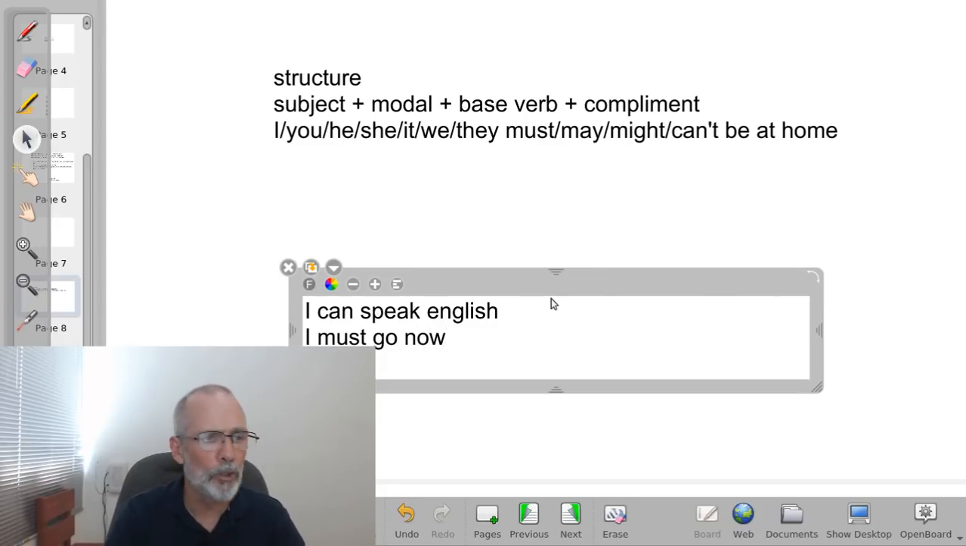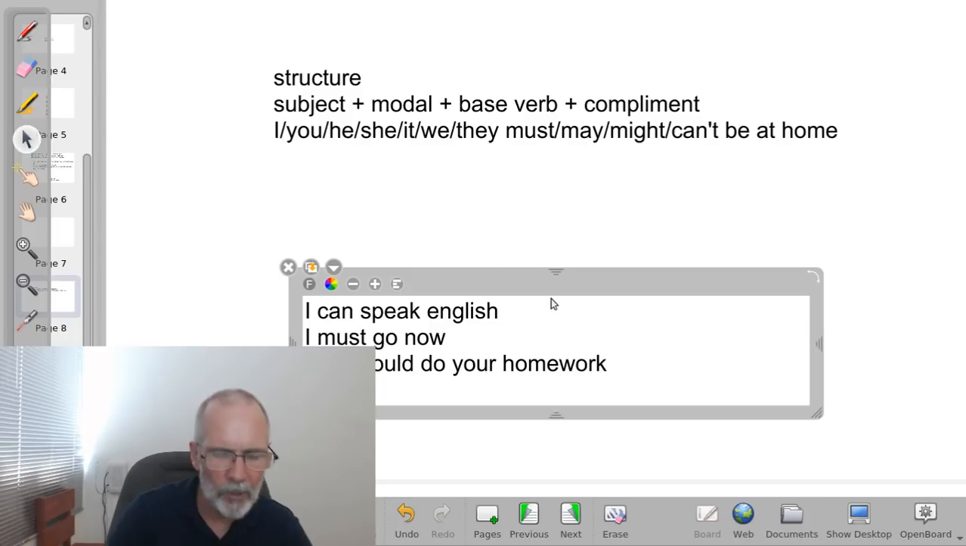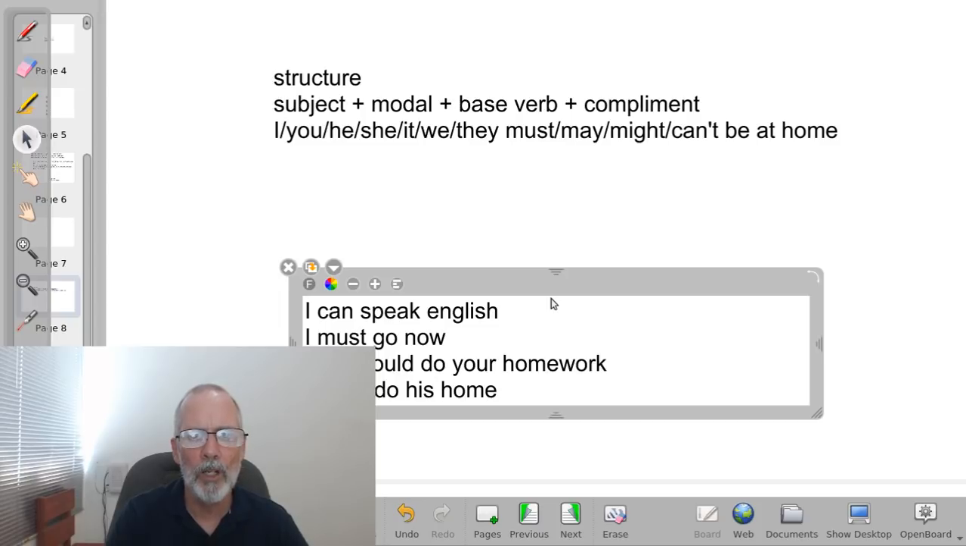I think we saw should in level two. I should, or you should, let's change the subject. You should do your homework. What else have we seen? I think we've seen some other modal verbs. Those are the ones I can remember. Oh, will, we've seen will for future simple. He will do his homework.